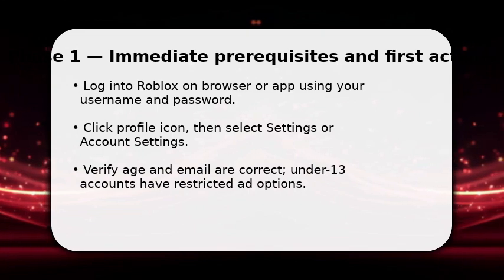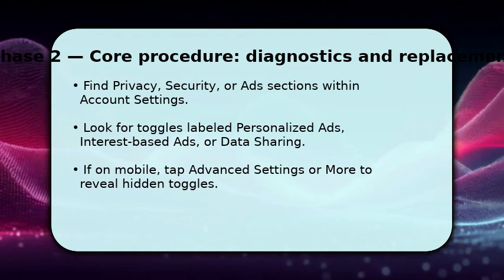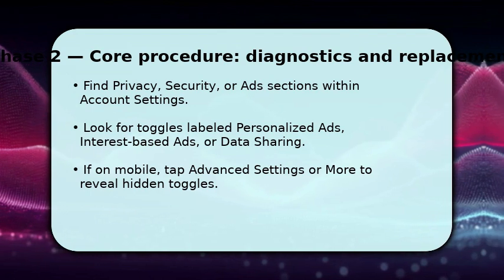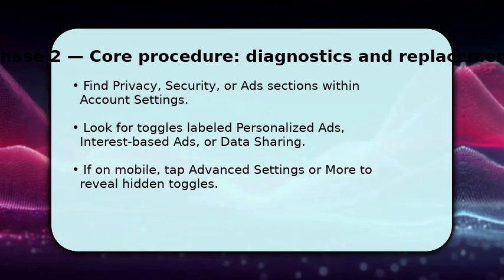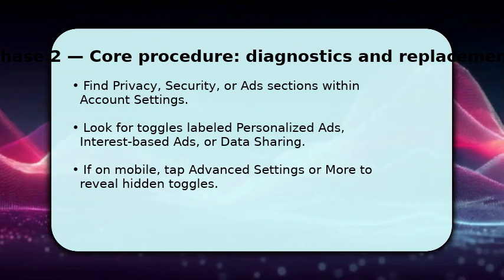Once in Settings, navigate to Privacy, Security, or Ads. Roblox occasionally moves labels, so scan carefully. You're hunting for toggles named Personalized Ads, Interest-Based Ads, or Data Sharing. These control whether Roblox or partners tailor ads to you.